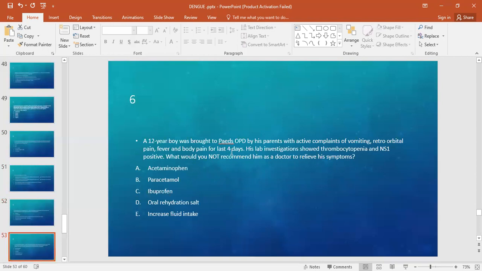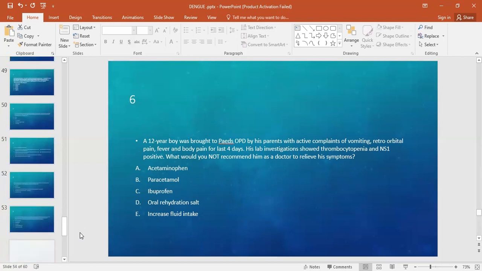A 12-year-old boy was brought to the hospital by his parents with complaint of vomiting, retro-orbital pain, fever, and body pain. His lab investigation showed thrombocytopenia and NS1 positive. What would you not recommend to him as a doctor to relieve his symptoms? Acetaminophen, paracetamol, ibuprofen, oral salt, increased fluid intake. C. C is the right answer, ibuprofen.